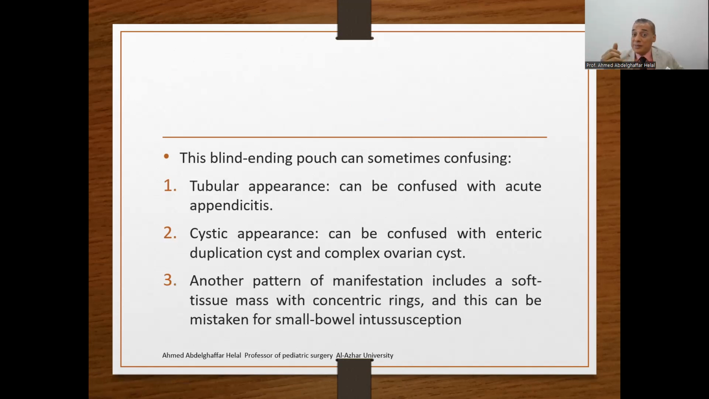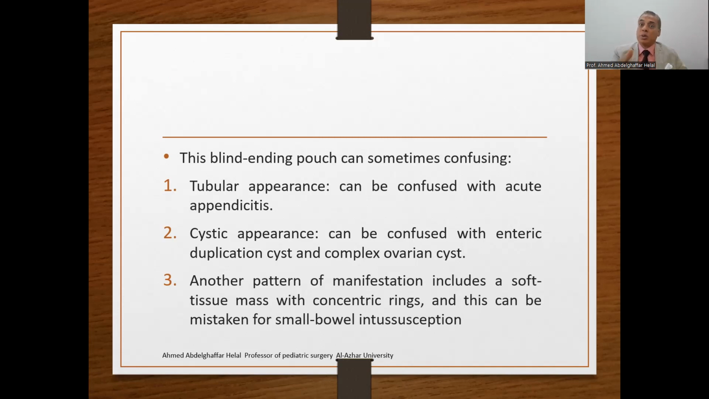This blind-ending pouch can sometimes be confusing. It may have a tubular appearance, a cystic appearance, or another pattern, a soft tissue mass with concentric rings that can be mistaken for a small bowel intussusception. So the matter is sometimes very difficult. The clinical presentation is an acute abdomen, with pain similar to acute appendicitis. Diagnosis is with ultrasound and CT. If you're lucky, preoperative ultrasound and CT may diagnose an inflamed midline mass away from the site of the appendix, and with gut signature, with all layers of the bowel, you can suspect that this may be Meckel diverticulitis.